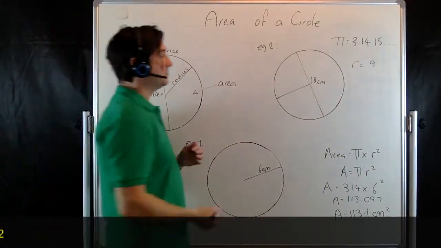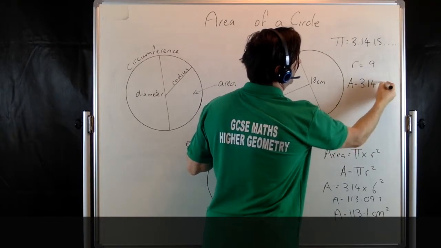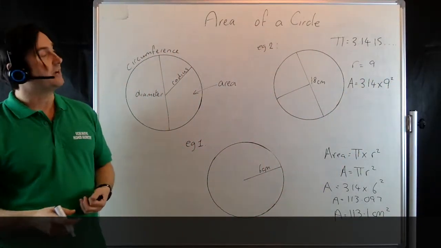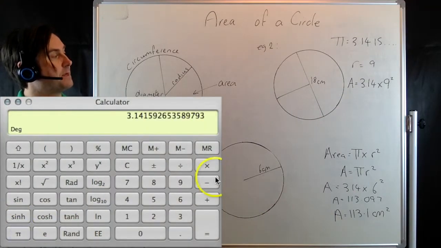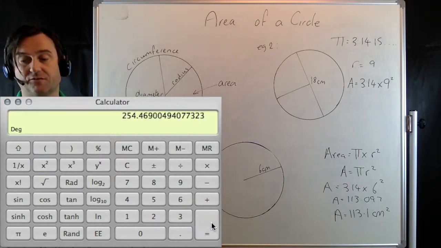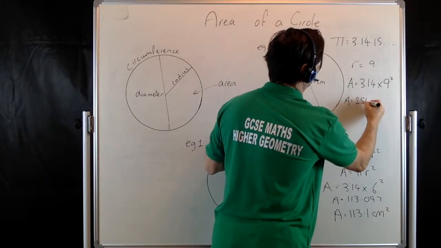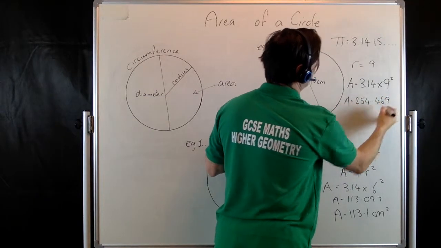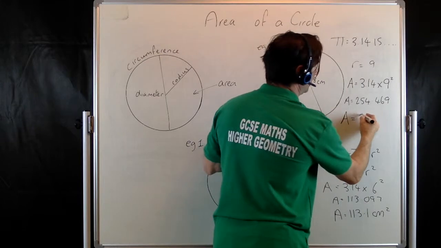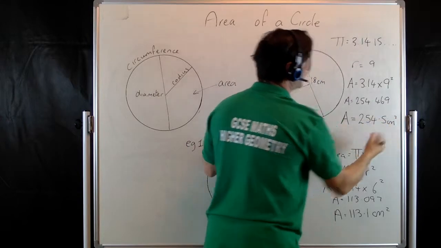So all we do is we put that into our formula. The area is going to equal pi, 3.14, multiplied by 9 squared. So if we type that into our calculator, type pi times 9, press the squared button, and that's going to give us an answer of 254.469. So the area is 254.469. Then we just need to round that to the appropriate amount of decimal places, which, if we round it to 1, is 254.5 centimetres squared.